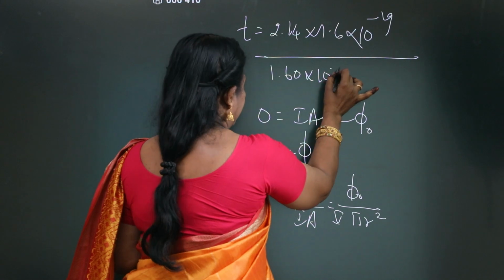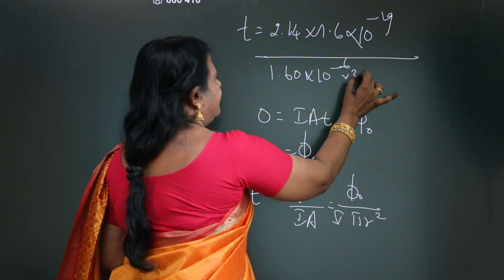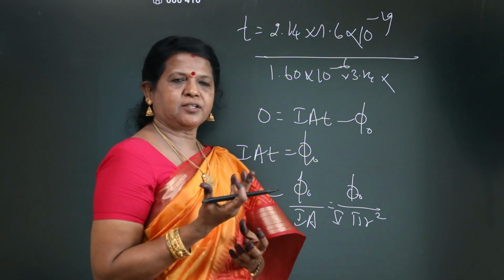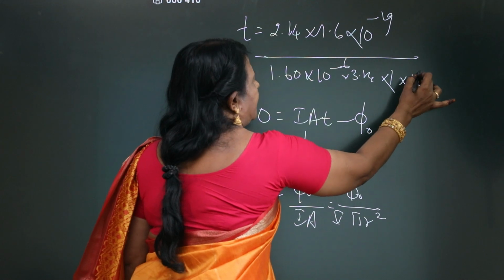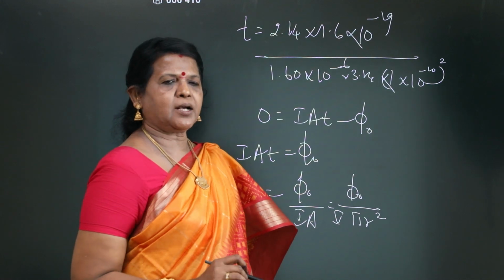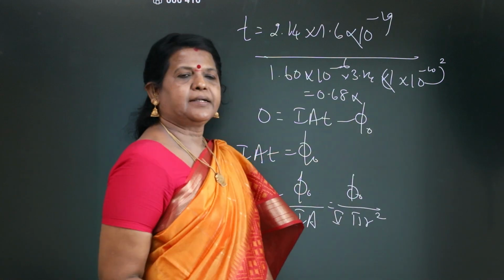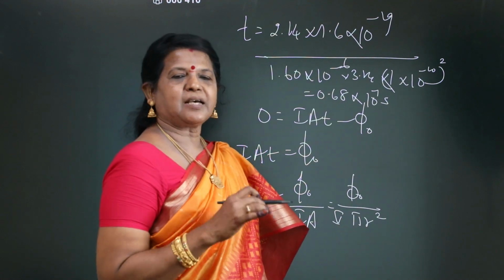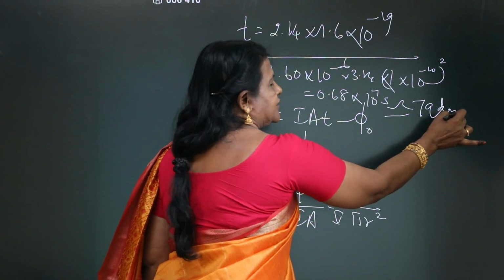Then the pi value is 3.14, into, for the particular metal, the radius equal to 1 into 10 power minus 10, whole squared. That is approximately equal to 0.68 into 10 power 7 seconds. This is approximately equal to 79 days.